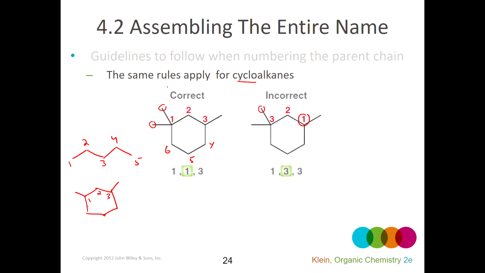So the name of this compound, the parent name is cyclo because the parent is a ring, hex because there are 6 carbons in the ring, ane because all those carbons are saturated. And then I've got methyl groups. I've got 2 methyl groups on carbon 1 and 1 methyl group on carbon 3. So 1, 1, 3, trimethyl cyclohexane. That would be the name of that molecule. Any questions about that so far?